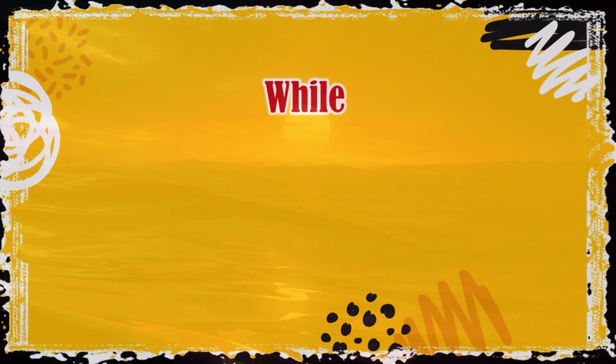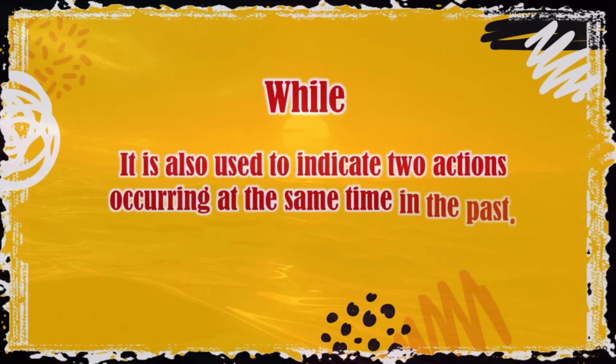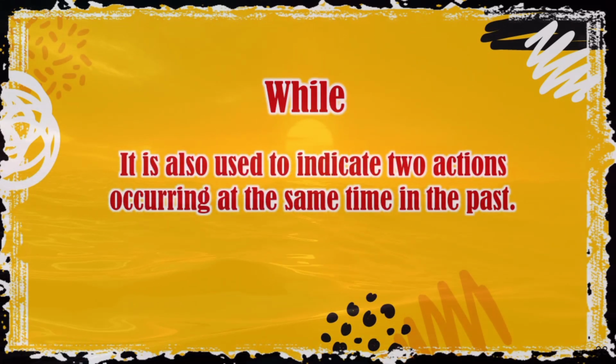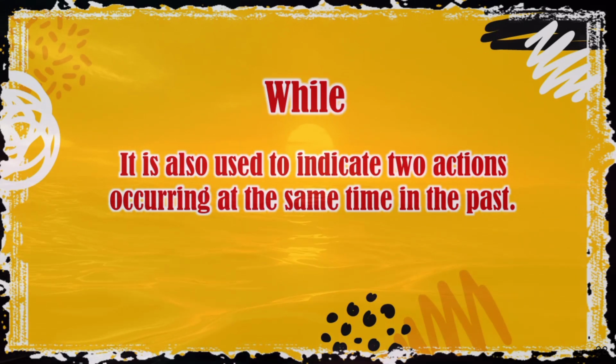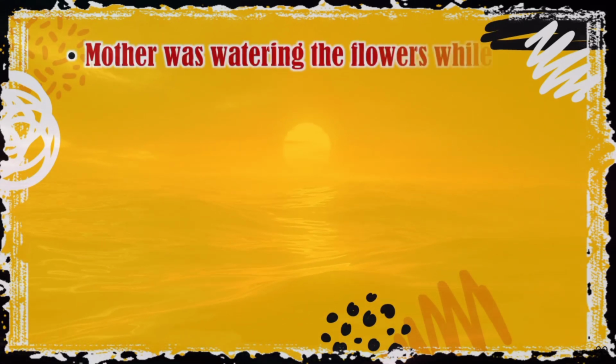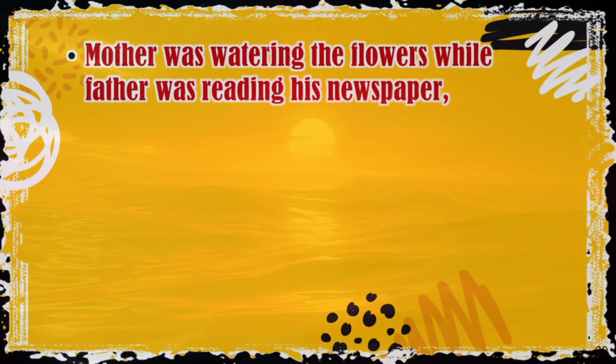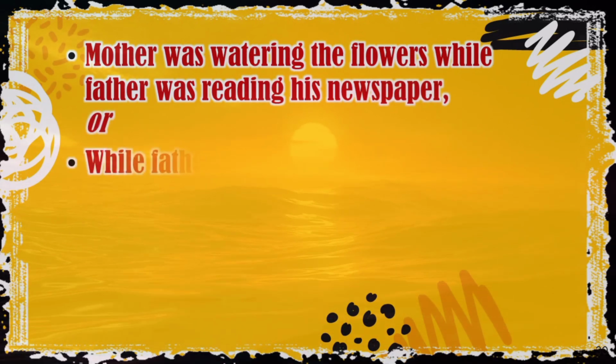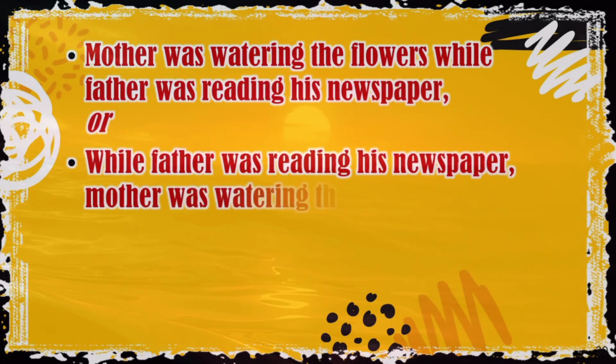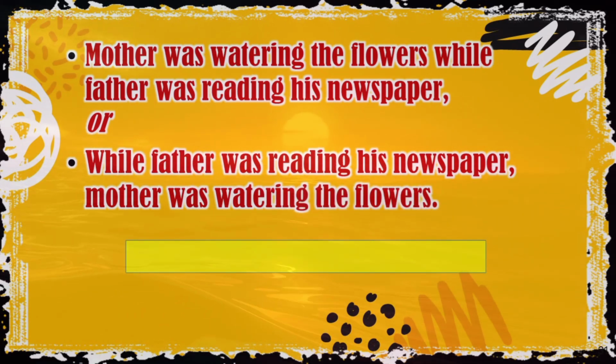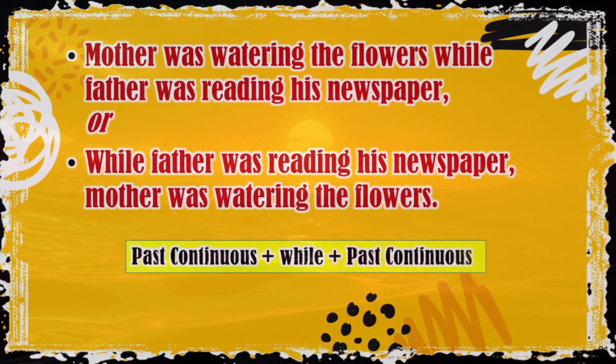Past continuous using while. It is also used to indicate two actions occurring at the same time in the past. Mother was watering the flowers while father was reading his newspaper. Or, while father was reading his newspaper, mother was watering the flowers. The pattern will be like this, as you see on the screen.